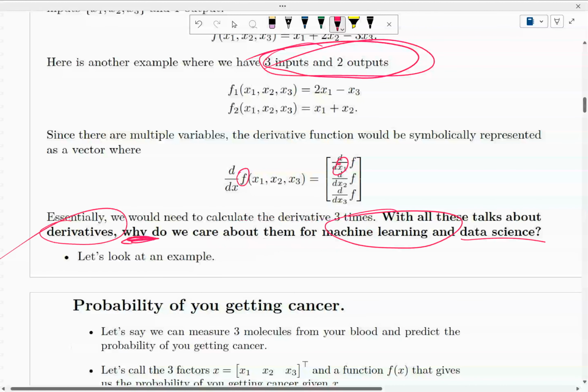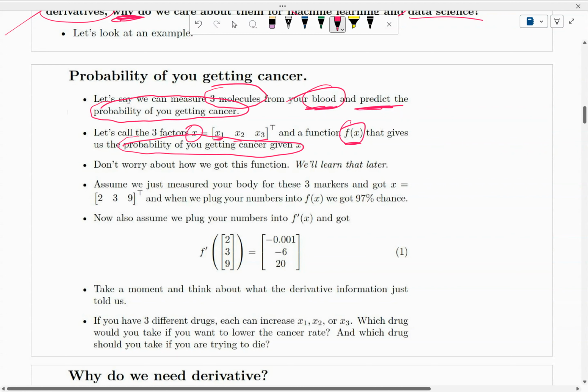So we're going to call these three factors X, which consists of factor one, x1, x2, x3. They're just a symbolic representation of these three factors. And we have a function that spits out the probability of you getting cancer. Right now, let's just assume this function is magically given to us. But the whole point of this class is how do we learn to find this function. Once we find it, then we can make predictions. But let's assume right now we have this given to us.